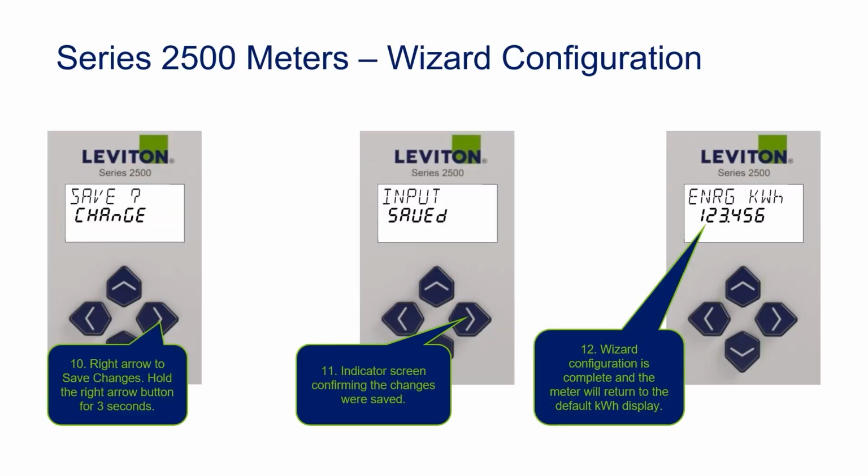Again, with the CT selection made, use the right arrow to exit the wizard and save the settings. From the Save Changes screen, hold the right arrow button for 3 seconds to save the settings. After the settings are saved, the input saved indicator will be displayed briefly before the meter returns to the default kWh energy screen. This completes the configuration wizard setup, and the meter should be fully functional.